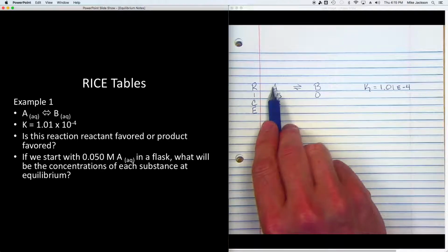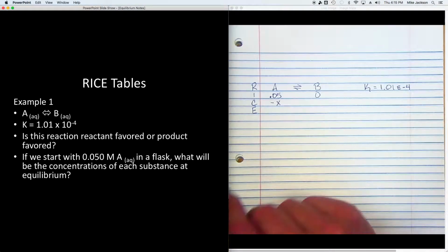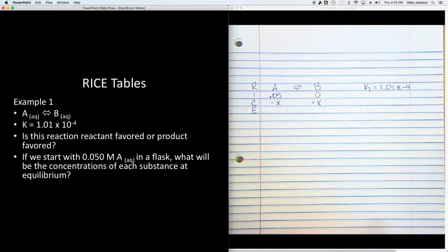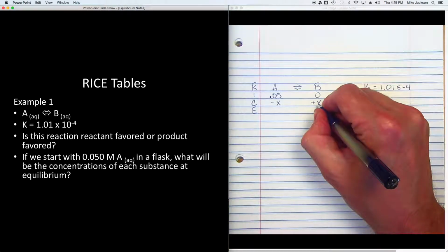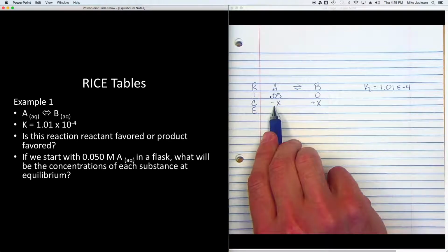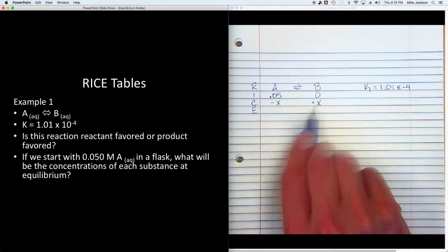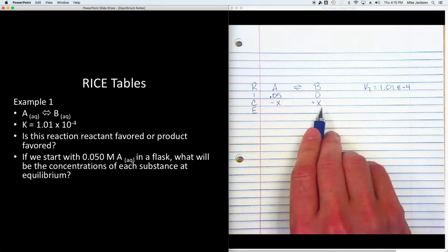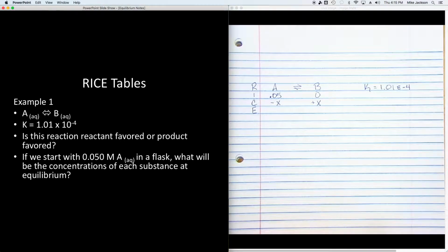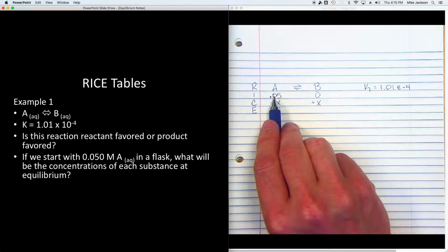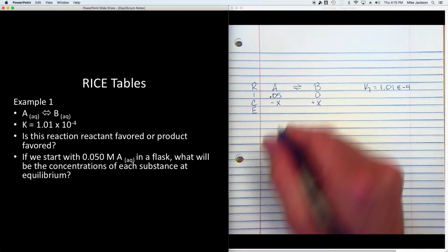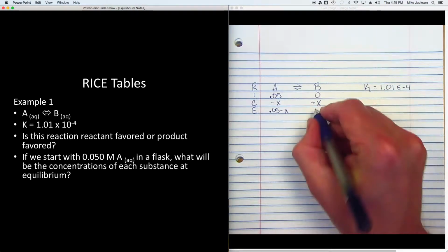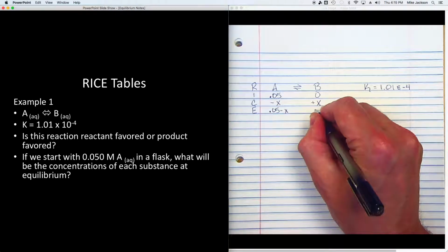And since I have a 1-to-1 mole ratio between A and B, I'm going to gain as much B as I lose of A. So I'm going to have minus x of A and plus x of B. So my equilibrium conditions, I'm just going to take these numbers and combine them. So 0.05 minus x, and 0 plus x is nothing more than x.